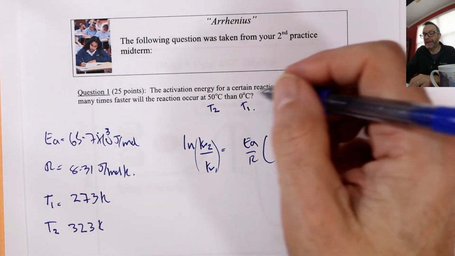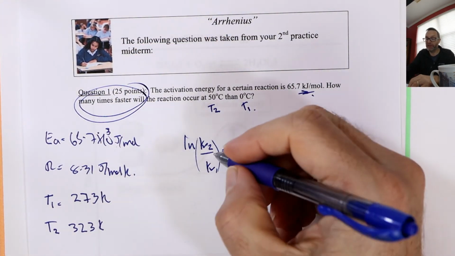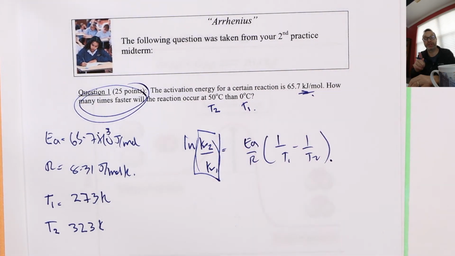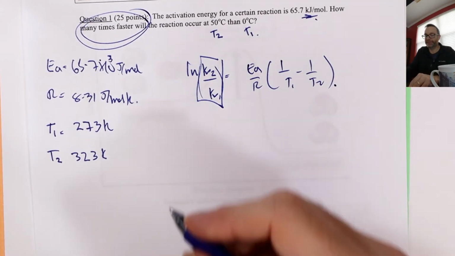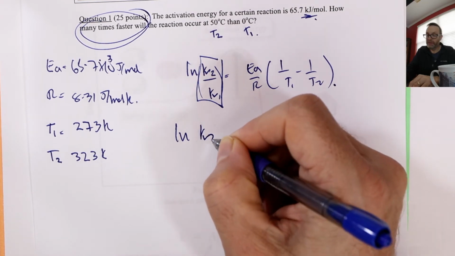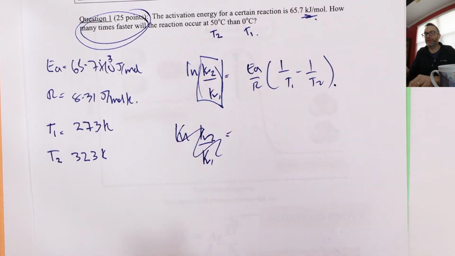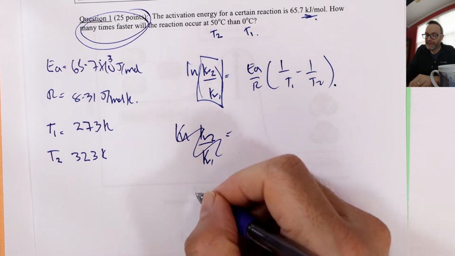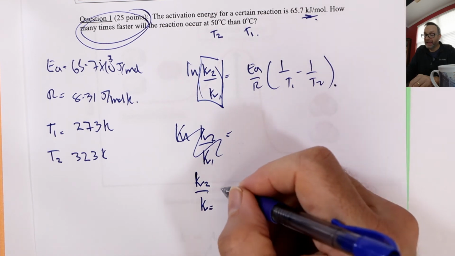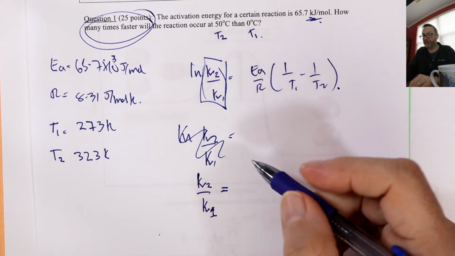Now, how many times faster? How many times faster means what's the ratio of k2 to k1? So this is what we want, right? We want to find the ratio of k2 to k1, and we'll show you this at the end. So we stick the numbers in. ln k2 over k1 equals, actually I'm just going to do the algebraic way just for fun. k2 over k1 equals, now get rid of logs both sides, right?